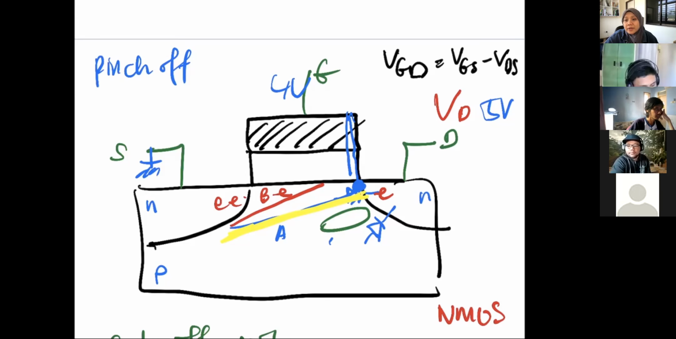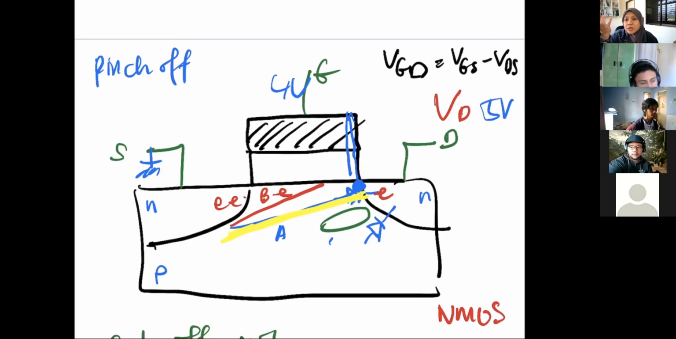Okay, dia ada dua field effect ni sekarang ni. Satu, MOSFET, metal oxide semiconductor field effect transistor is due to the field effect of the gate through the insulator, which is the oxide layer, to the semiconductor. We understand like that. But I'm telling you, when the drain voltage is greater than VGS minus VT, in the end you have a depletion region. As you increase the VD, the depletion region becomes bigger and bigger.